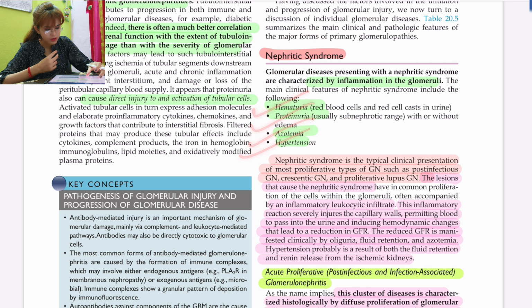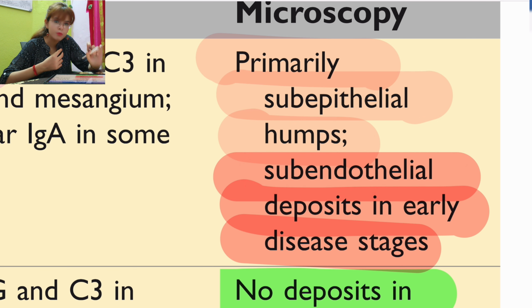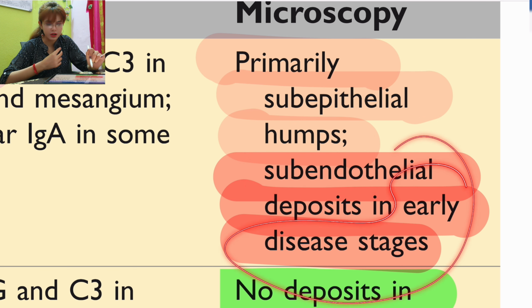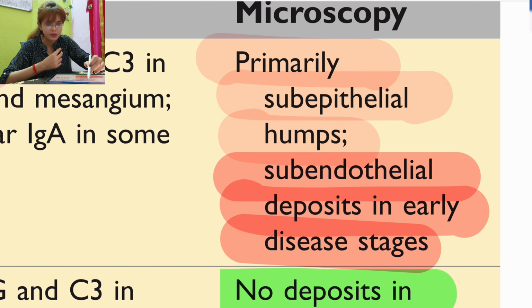So your answer should basically be subepithelial humps. If they're asking you, one answer is going to be subepithelial and not endothelial. But in the early stages, if they're asking, and if you have a similar kind of option, then subendothelial deposits are also present in the early stages, but usually the answer is going to be subepithelial humps.